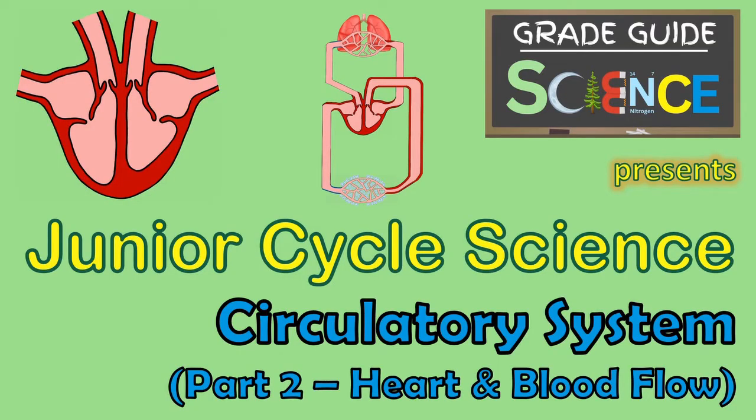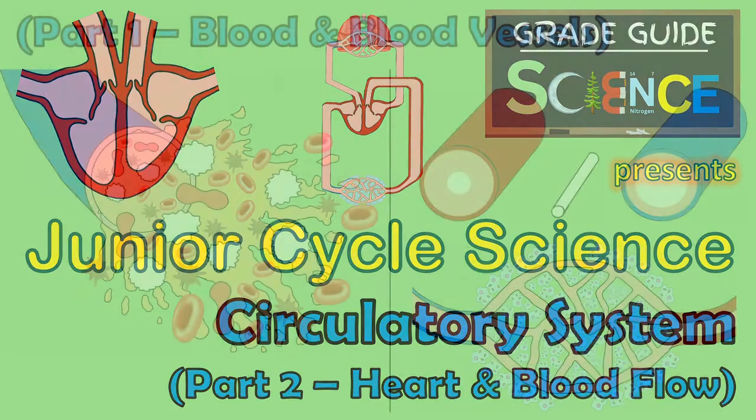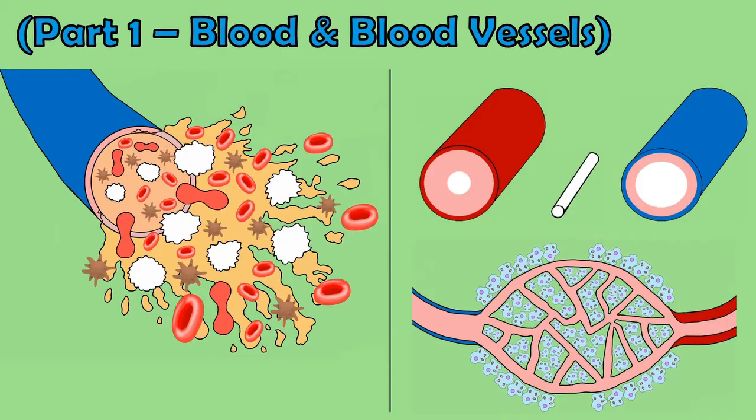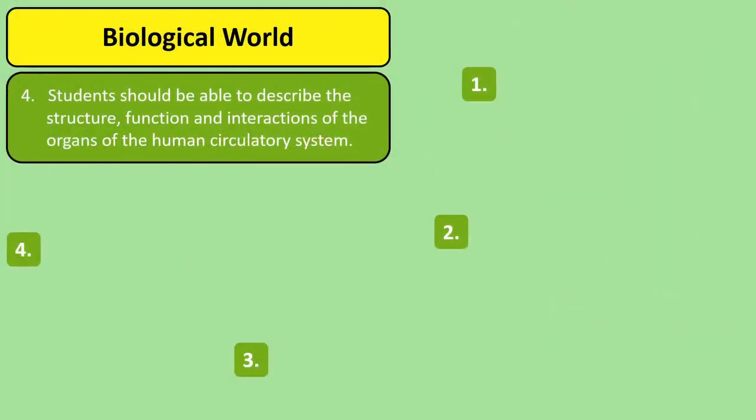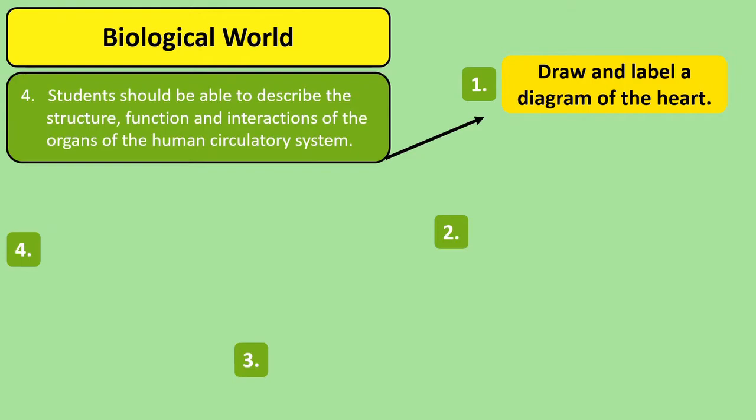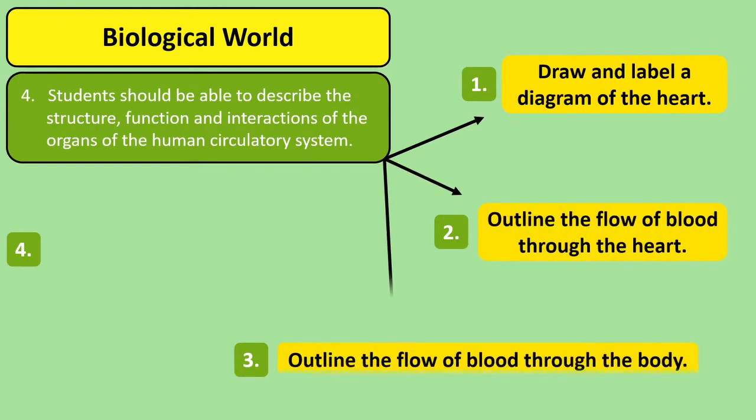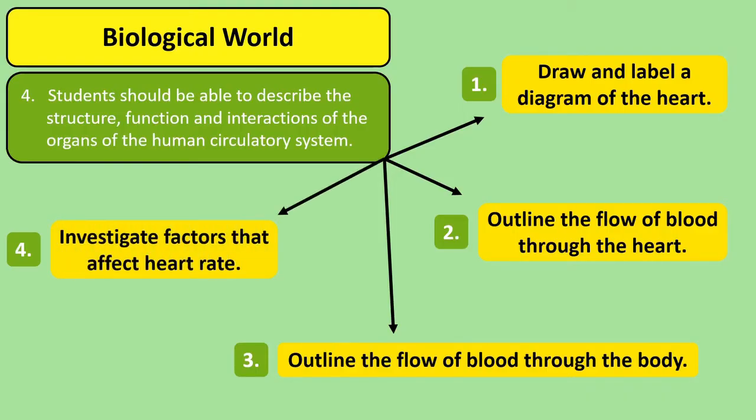This revision video on the circulatory system is directed towards students completing the Junior Cycle Science exam as part of the Irish curriculum. In a previous video on the topic, we studied the blood, what it does, and what it's composed of, and the types of blood vessel that transport it around the body. In this Part 2 video, we'll be revising how to draw and label a diagram of the heart. We'll outline the path that blood takes as it flows through the heart into the body, and lastly, we'll investigate the factors that affect our heart rate.